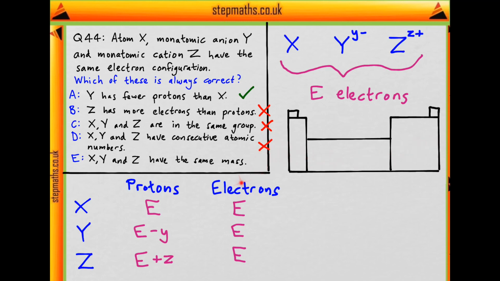And finally, X, Y, and Z all have the same mass. Now for this to be true, they'd have to have the same number of protons and neutrons, because we know they're what makes up the relative atomic mass. But we know that they have different numbers of protons, so this is also wrong. So our answer is A.